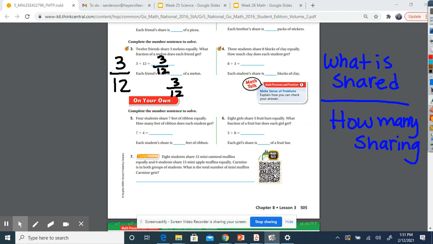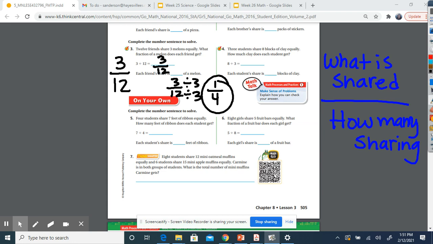But looking at this, 3 twelfths can be simplified, so we need to ask ourselves, what's the biggest number that both of these can be divided by? And it would be 3. I'm going to divide the top and bottom by 3, and that's going to give me 1/4. So each friend would get 1/4 of a melon.